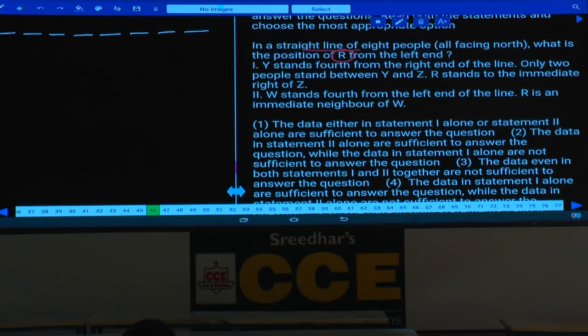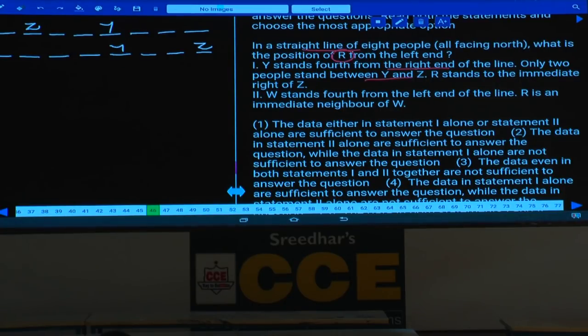Y stands 4th from the right hand of the line. As Y is seated 4th from the right hand of the line. Next one, only 2 people between Y and Z. As only 2 people are between Y and Z, Z can be here, that is one possibility. Then tell me what is the possibility here? 5, 6, 7, 8. Now Y is here and only two people between Y and Z. Hence Z can be second from the left hand or first from the right hand, isn't it? Because there are two persons between Y and Z.